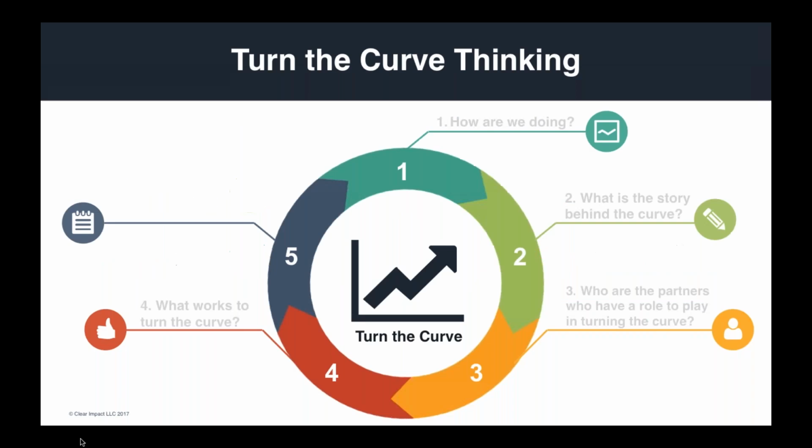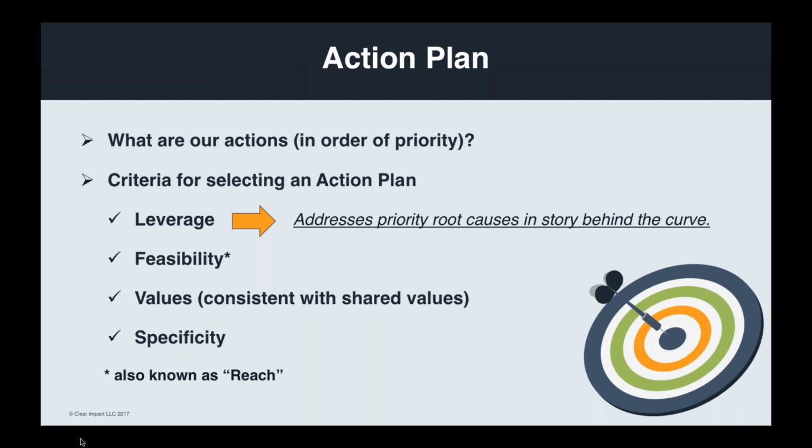Okay. All right. Finally, your action plan, right? What are we going to do? We commend 4 criteria to you for this last step. Leverage: does it address the priority root causes? Is it going to have the most influence possible on that curve? That's leverage, influence on that curve. Feasibility is, can we do it? We sometimes call this reach. Is it within our reach? Is it something we can do? Okay, whether it's a matter of resources, again, or political will or other issues.